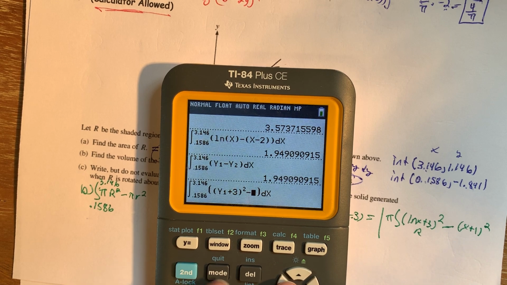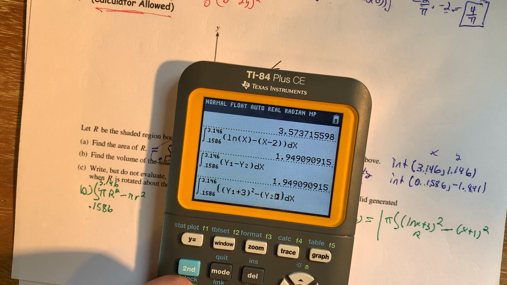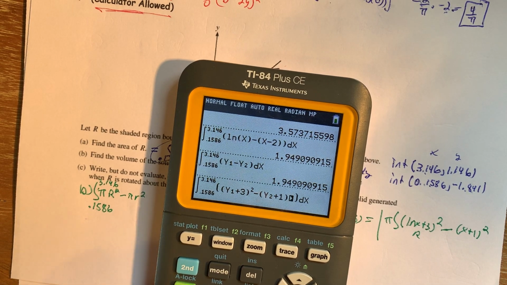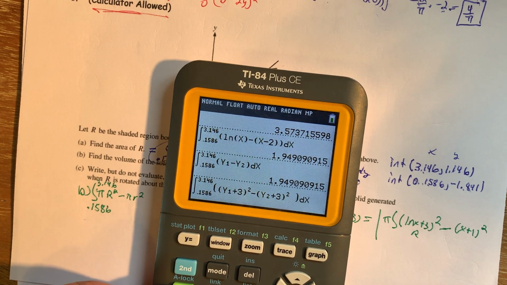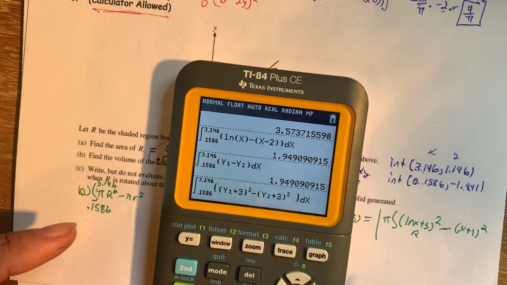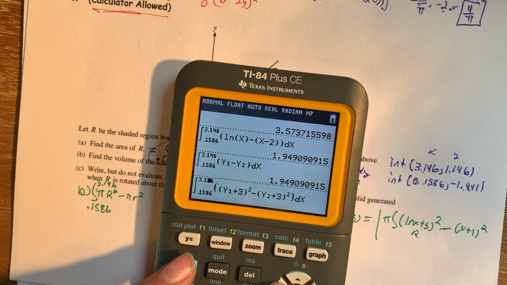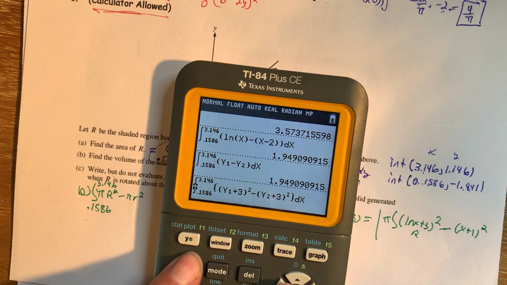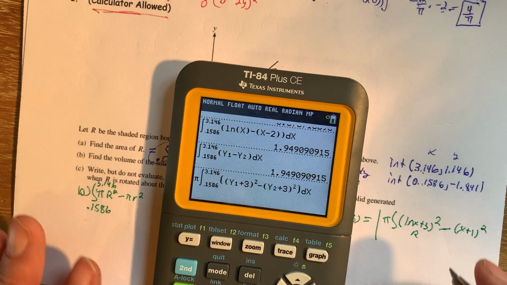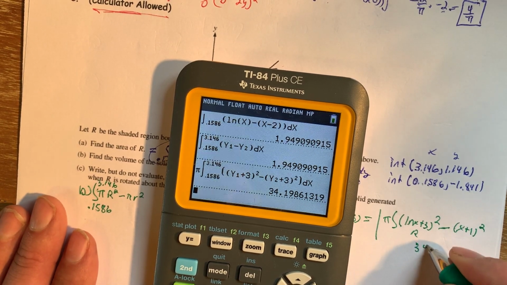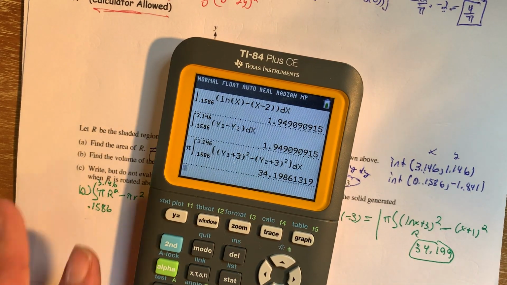Oh no, I lost my thing. I was trying to not have to type it again. I was trying to insert, but I messed up. Y2 plus 1, oh no, it's y2 plus 3 squared. I could have typed in natural log of x plus 3 and x plus 1. That would have been fine. And I need to factor out the pi. I guess I forgot to bring the pi to the outside. So I'm going to press second insert to put a pi there. Okay, so this should be it. So this is 34.199. If I had put 34.198, I'd get full credit as well.